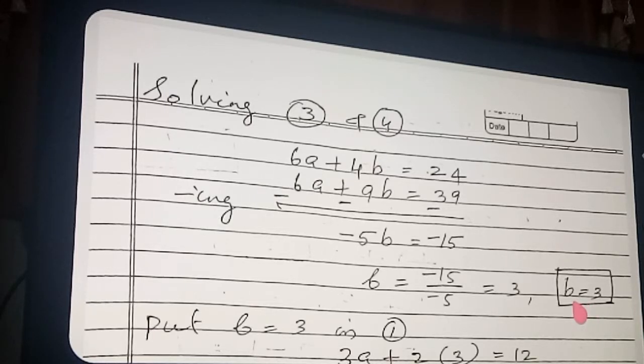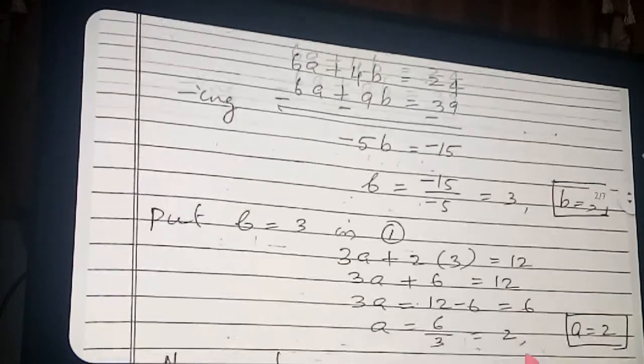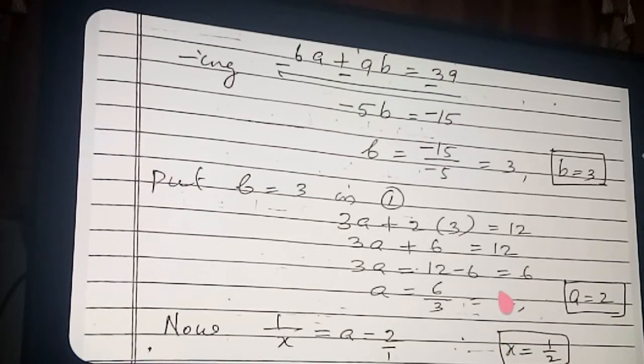This is our usual method only. Now the value of b is equal to 3, you apply in any of the equations. Here I'm using equation number 1. So 3a plus 2 into 3 is equal to 12. Therefore 3a plus 6 is equal to 12. Therefore 3a is equal to 12 minus 6, that is equal to 6. Therefore a is equal to 6 divided by 3 is equal to 2. Therefore the value of a is equal to 2.